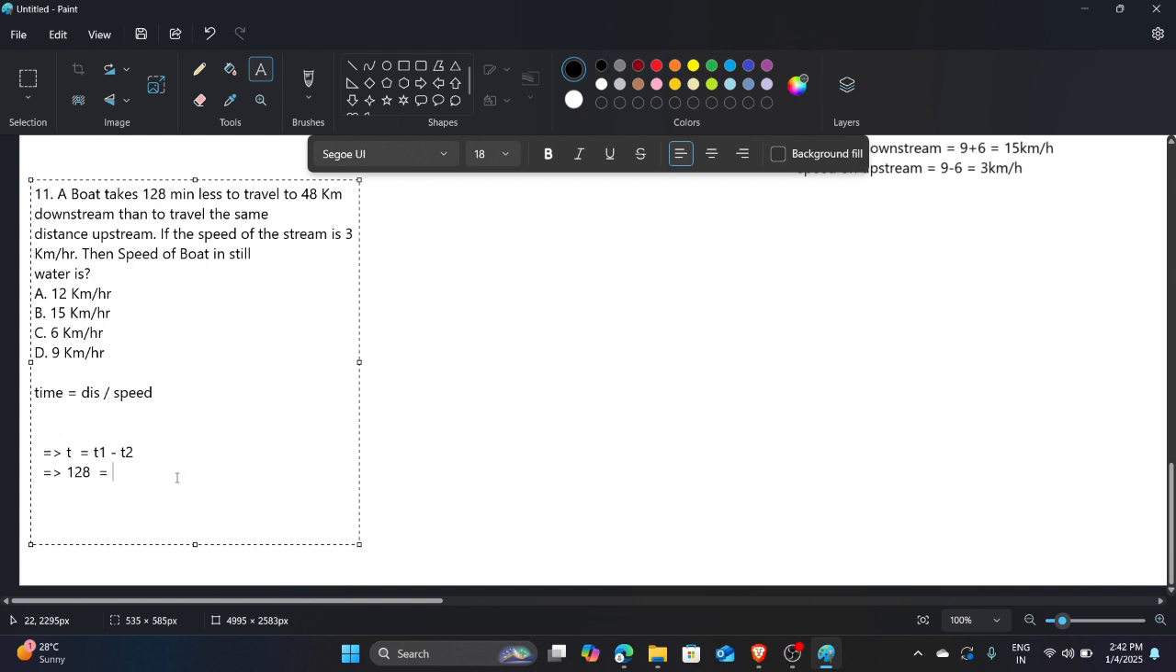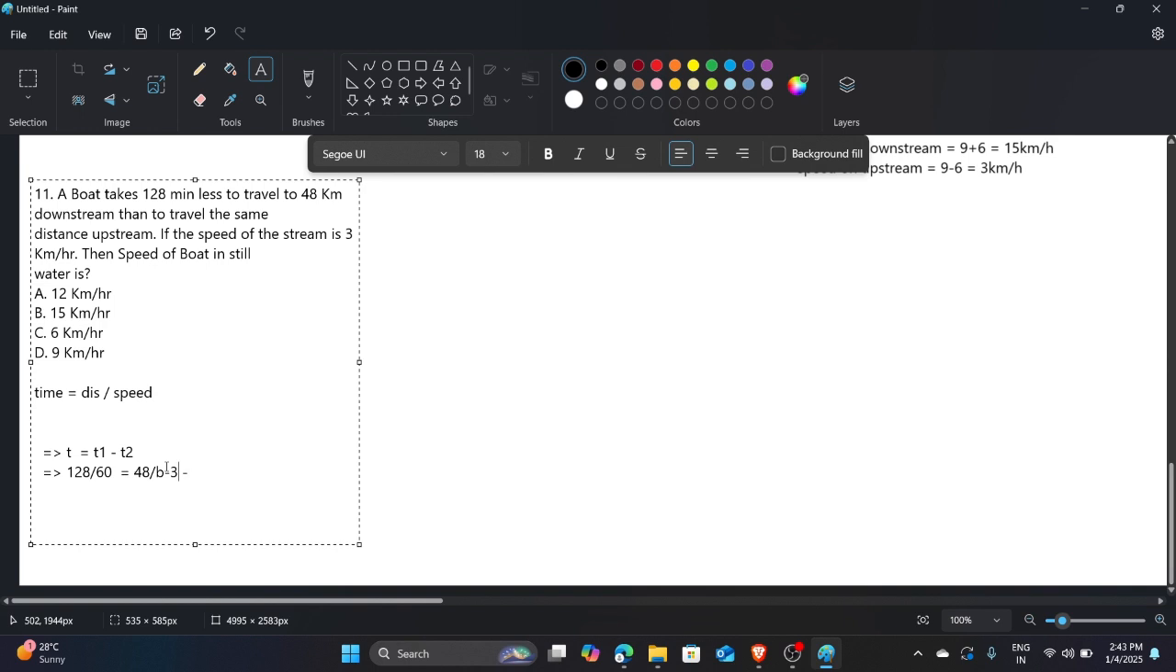Okay, now 40 is the total distance. Now it is in kilometers, so we have to convert it, 128 divided by 60, because then only we convert minutes into hours. Now the time is nothing but the distance by speed, as I already know. So the speed is what? V plus, no, sorry, V minus 3 and V plus 3.